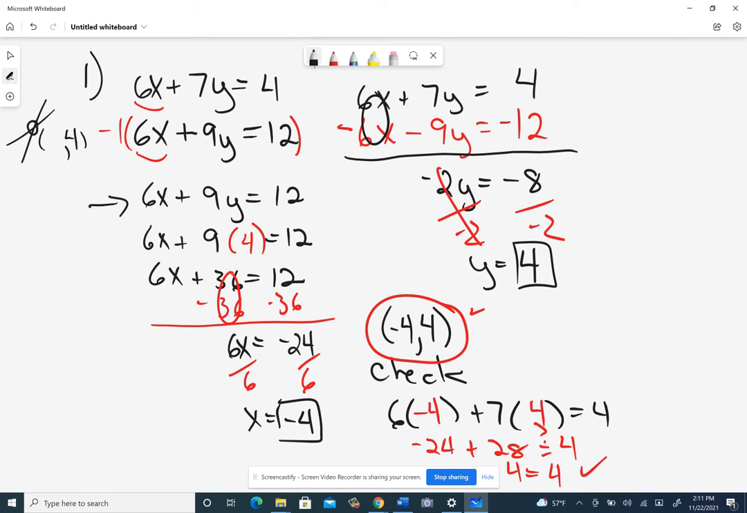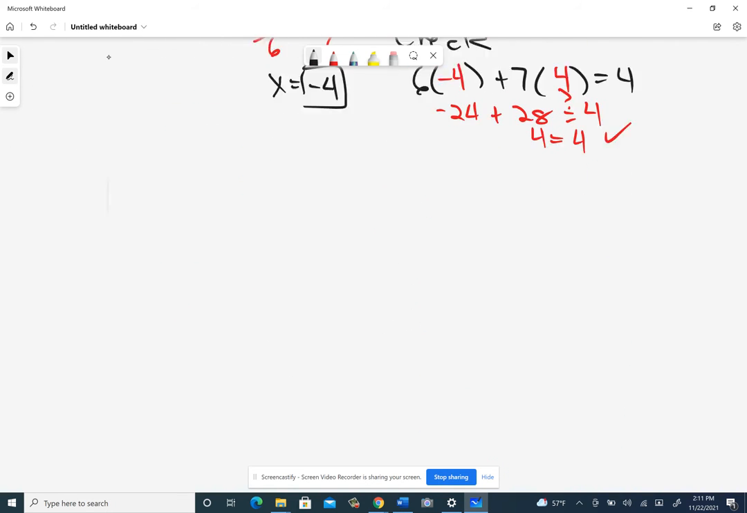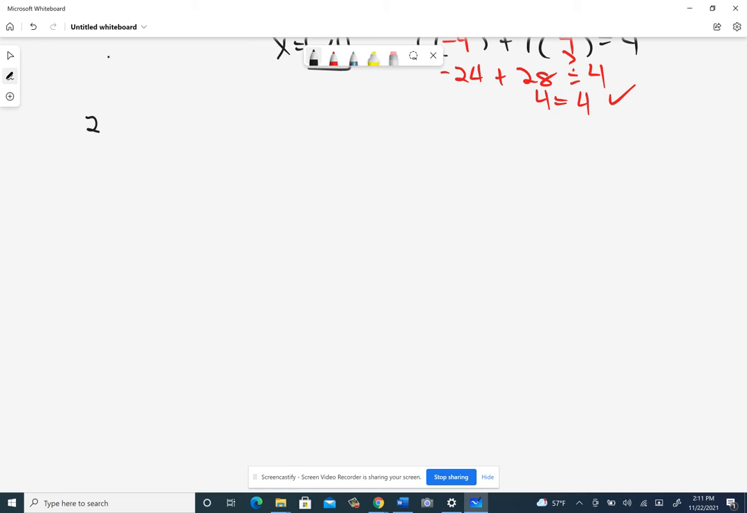All right, so let's try another one. So what if we got this problem? This one's going to be a little bit harder. What if we are asked to solve the system? So they're asking us to solve again. And this time we have equations that have the x and the y on the same side. So that makes it a good candidate for the addition method.